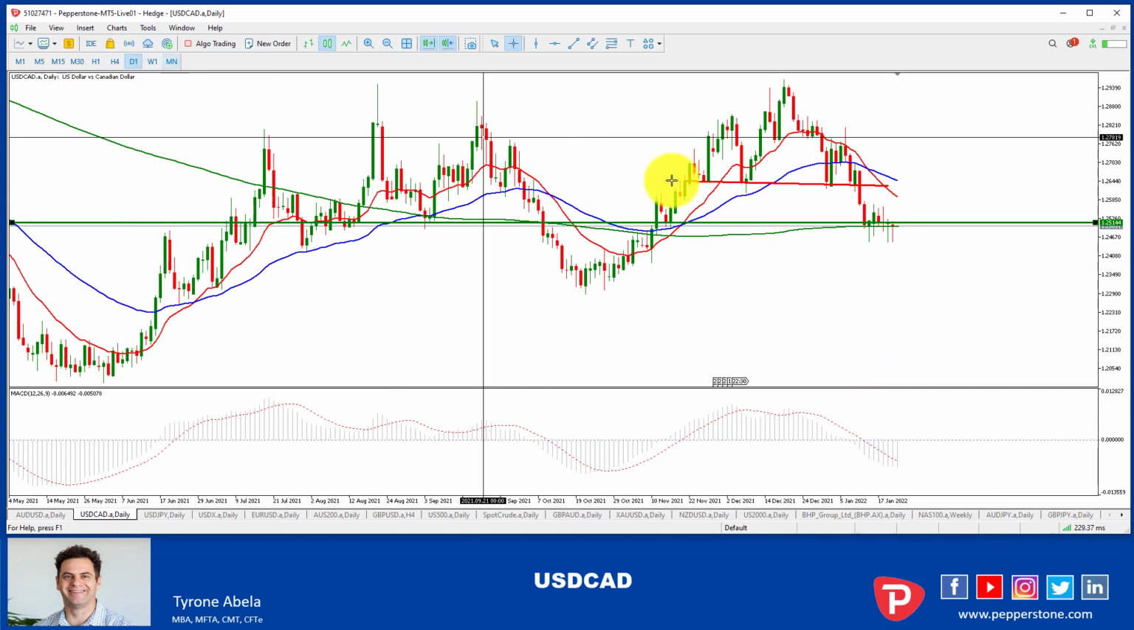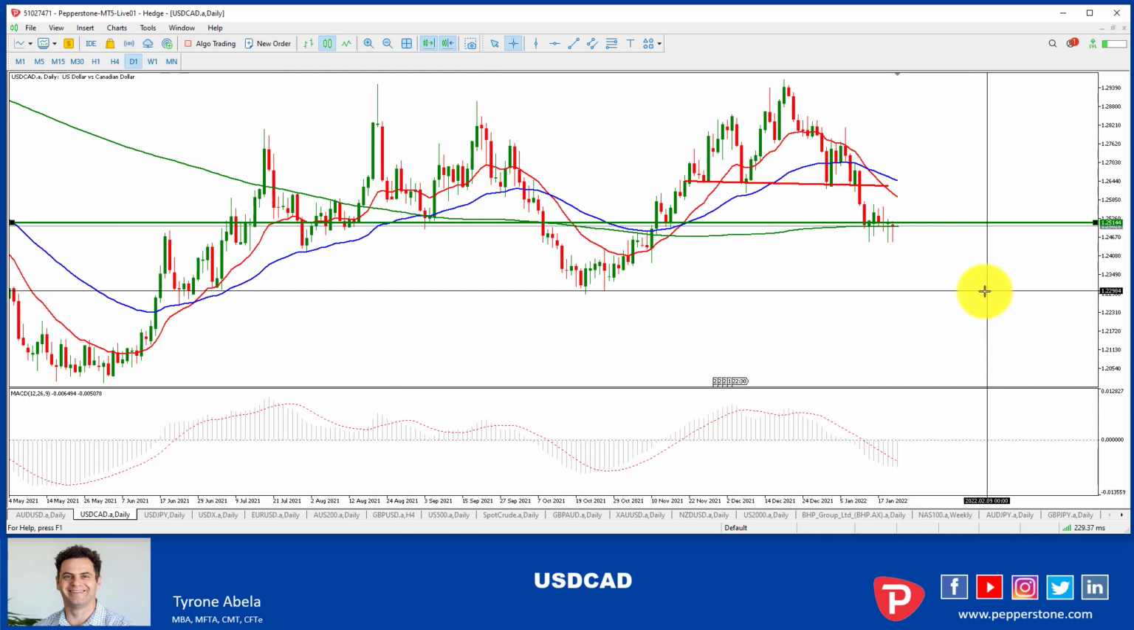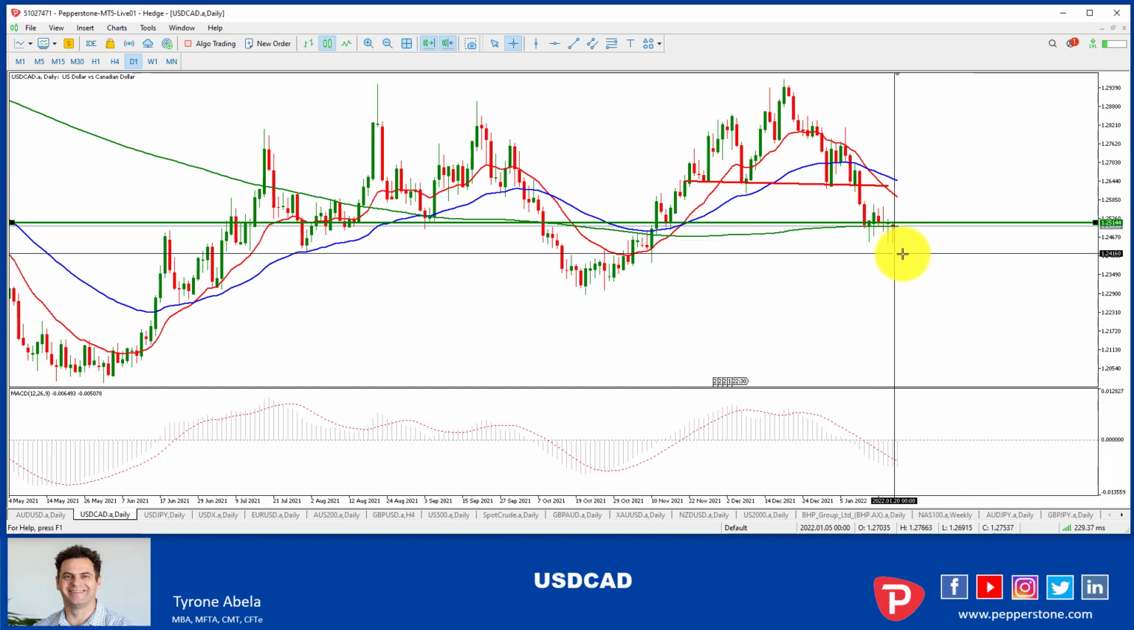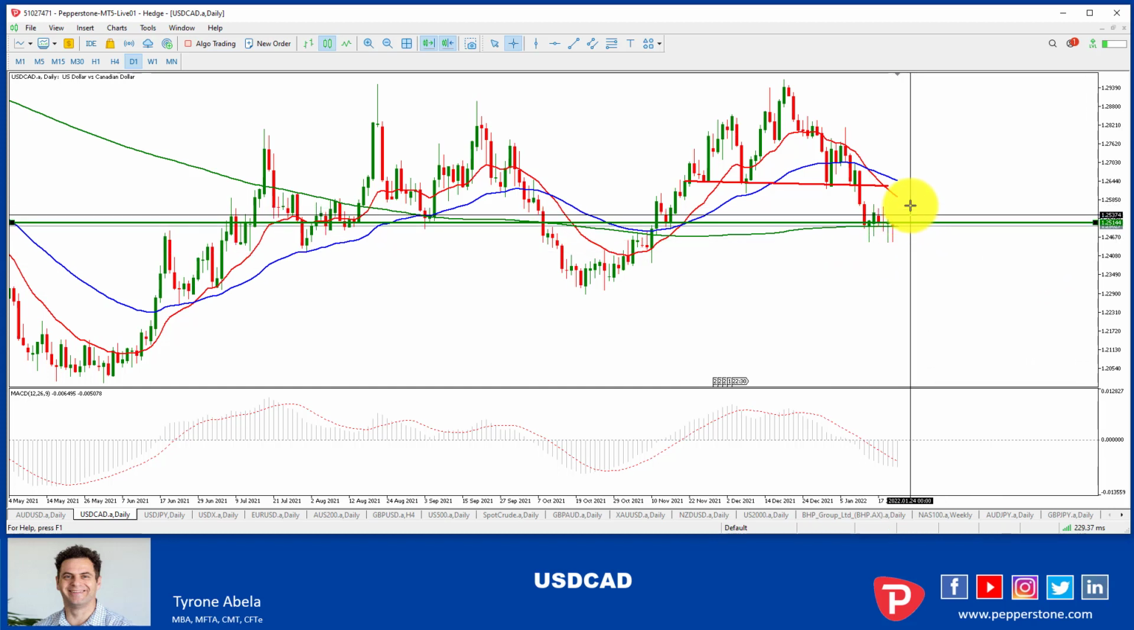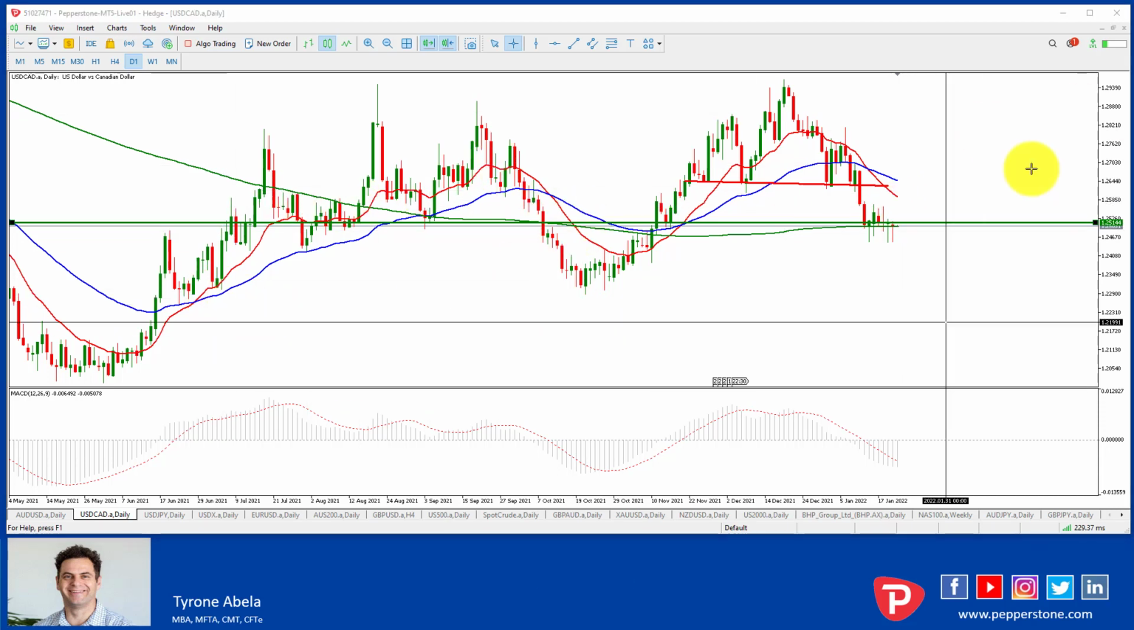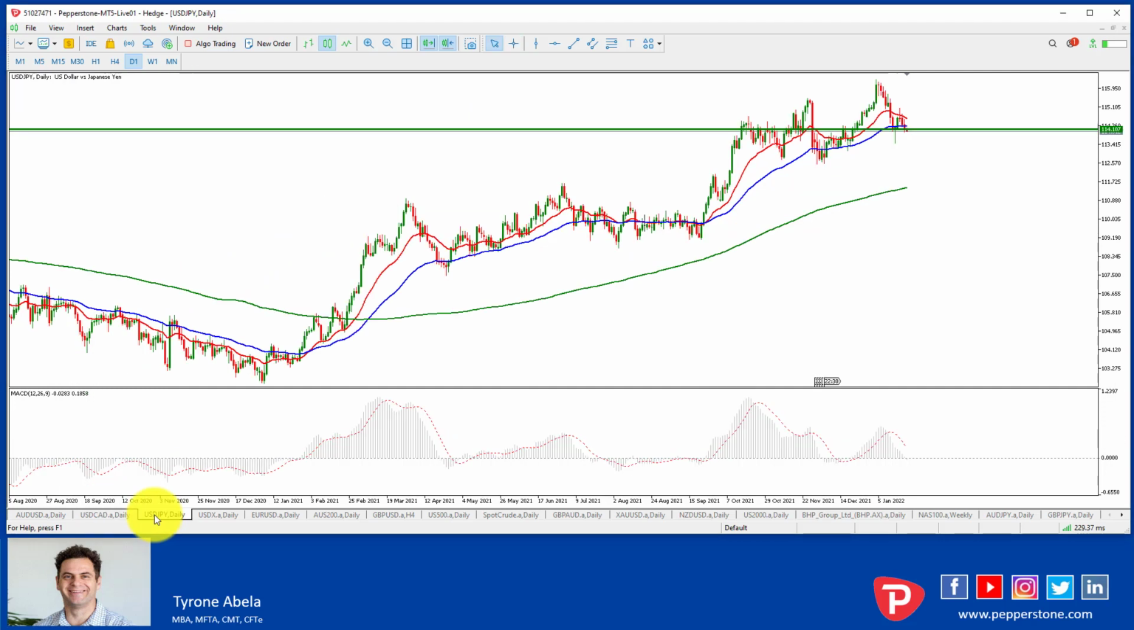So two ways to play it, and both of them again very sound. I'm not really biased either way on these ones at the moment, because I think both of them provide quality opportunities if we get the right price action. So a daily close below here, or a lightning bolt on the 1 hour above, and we've got two very clear targets, okay, on the US dollar CAD. All right, let's go over to the US dollar yen now.